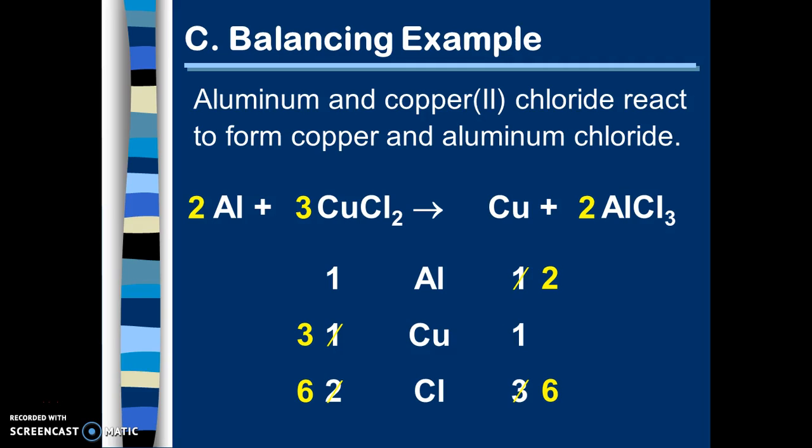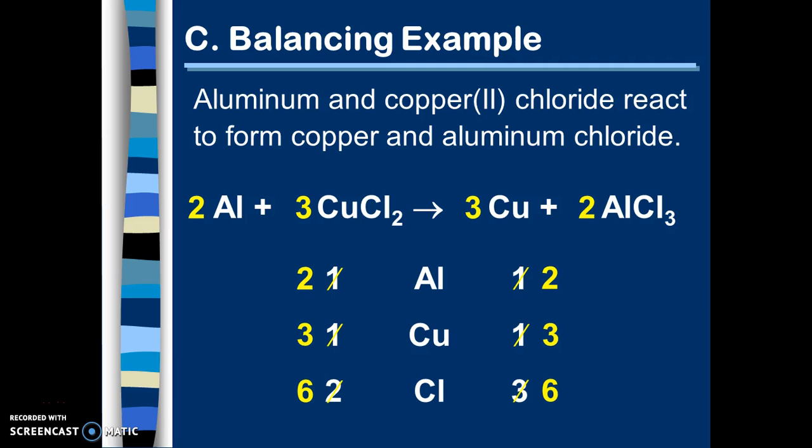So for the aluminum, I have 2 on the product side. I only had 1 on the reactant side. So I can simply put a 2 out in front of that aluminum. And for the copper over here on the product side, as you can probably see, I'm just simply going to put a 3 in front of that one. And that's going to change that to a 3.